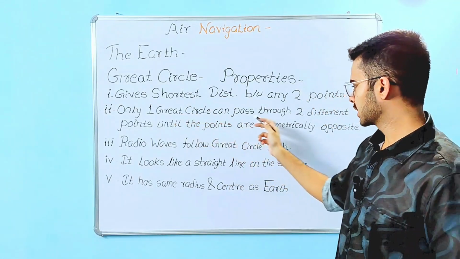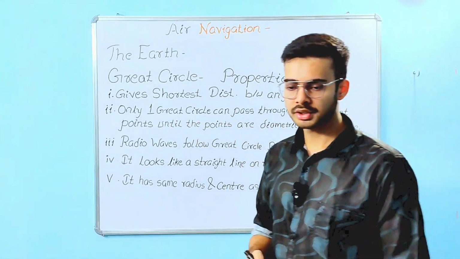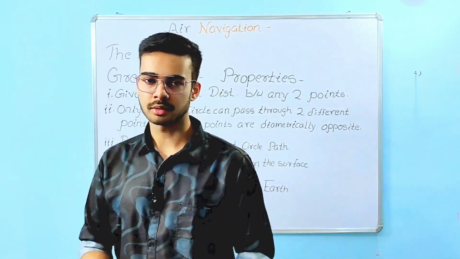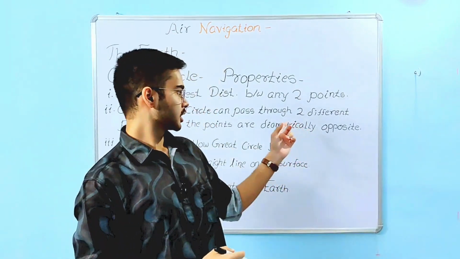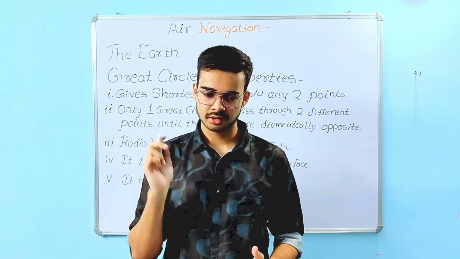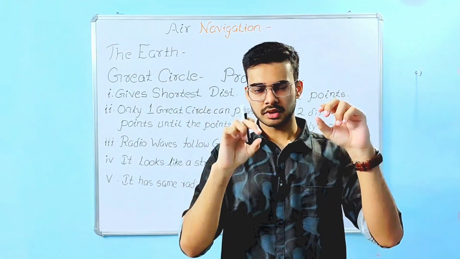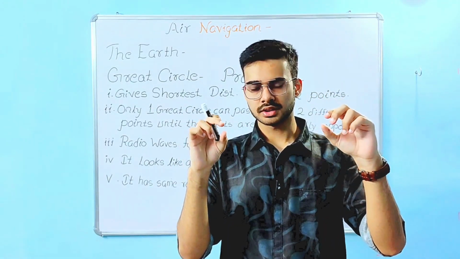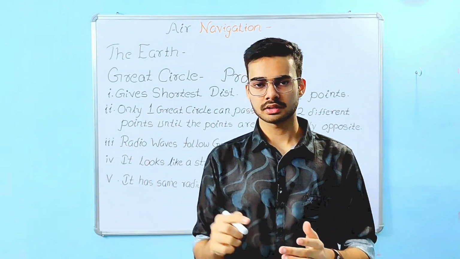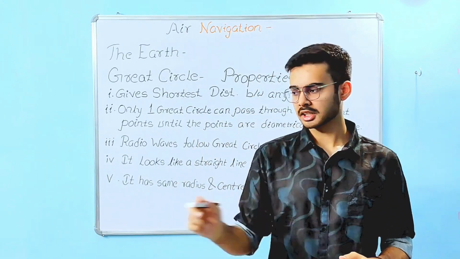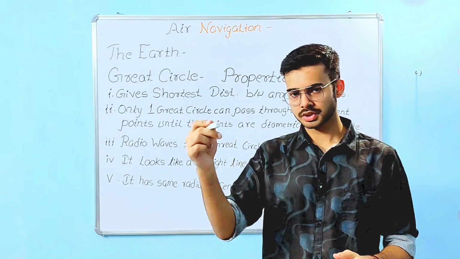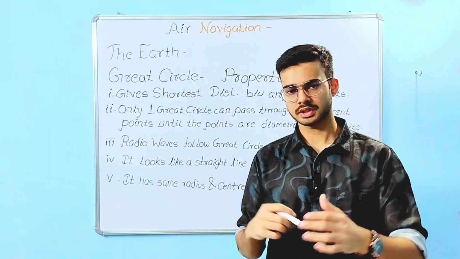Second, only one great circle can pass through 2 different points until the points are diametrically opposite. So this is a bit important to understand, what this means. Generally, if any 2 points are close to each other or just not diametrically opposite, only one great circle can pass, like I made on the globe, Dubai to Washington, the 2 points, Dubai and Washington.